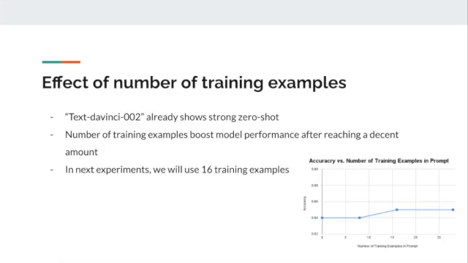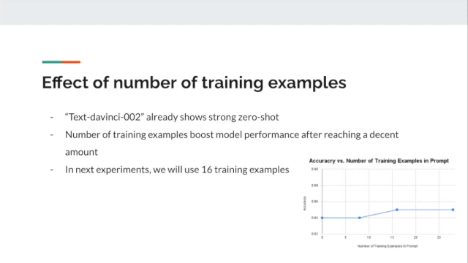So let's start with the effect of the number of training examples. We examine how a different number of input label pairs in the prompt can affect the model performance. Results are reported in the graph below. First, the text-davinci-002 model already shows a very strong zero-shot learning capability, which is the ability to complete a task without having received any training examples provided in the prompt.